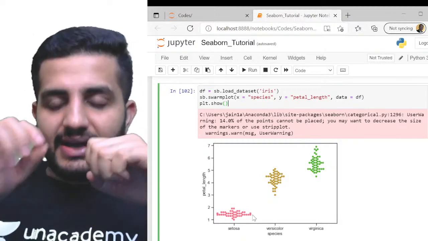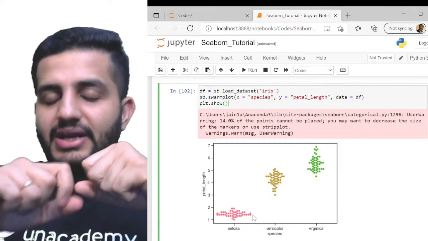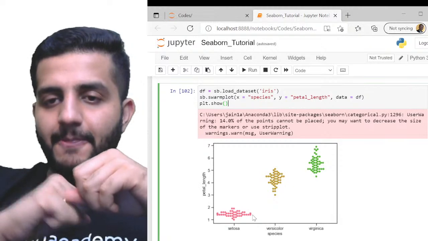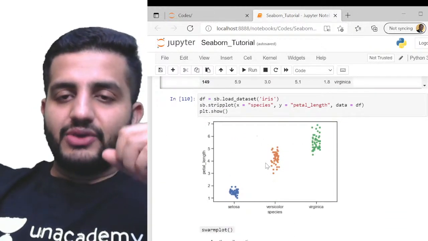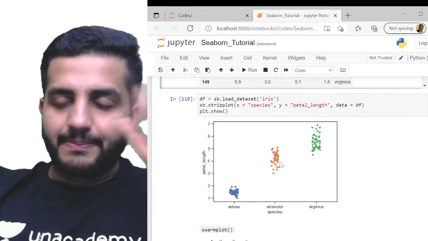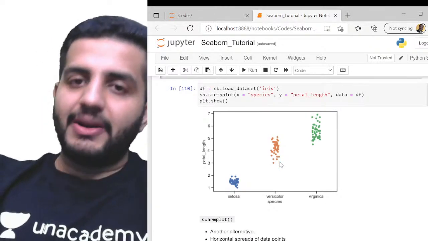So here, each individual data point will be visible to you. Each individual observation will be visible to you. But on the other hand, in a strip plot, you won't be seeing all the data points. It will get overlapped. So that's the minute difference.